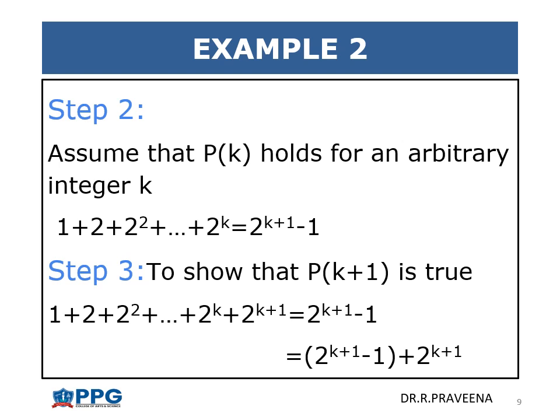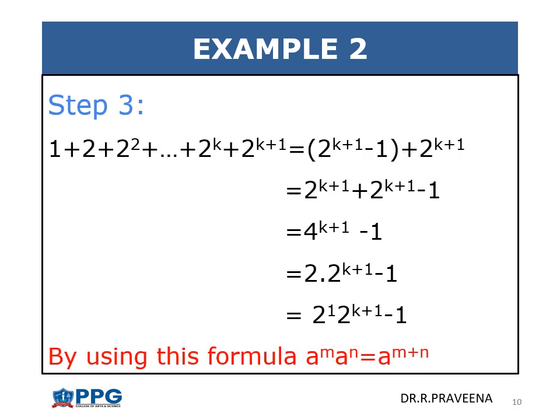Here we are adding 2 power k plus 1. So we get 2 power k plus 1 minus 1 plus 2 power k plus 1. So that 1 plus 2 plus 2 square plus etc. plus 2 power k plus 2 power k plus 1, that is equal to 2 power k plus 1 minus 1 plus 2 power k plus 1. That is equal to 2 power k plus 1 plus 2 power k plus 1 minus 1. We can write 2 power k plus 1 plus 2 power k plus 1 as 2 times 2 power k plus 1. Remaining is minus 1.